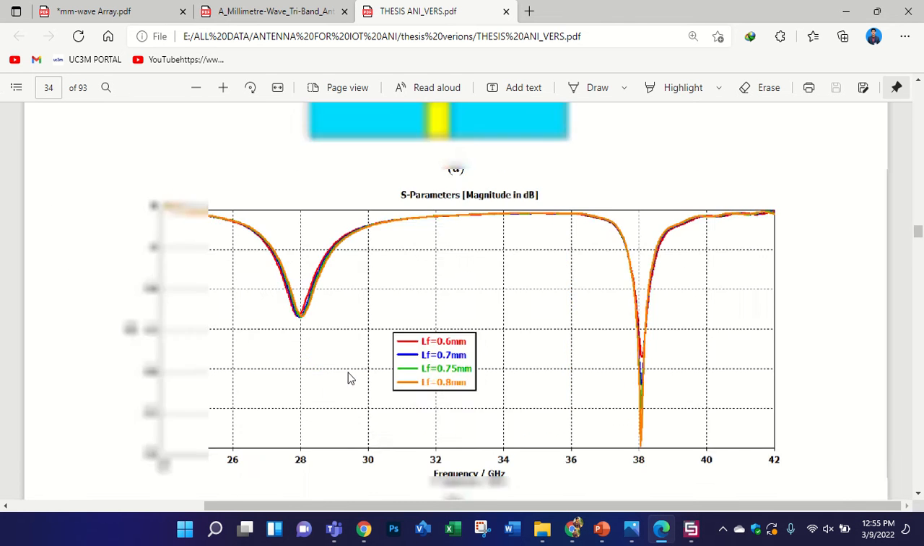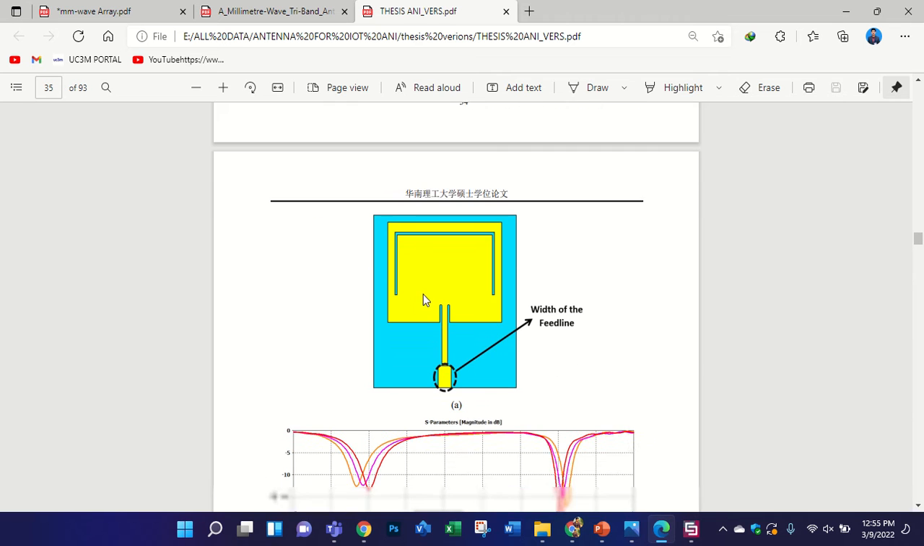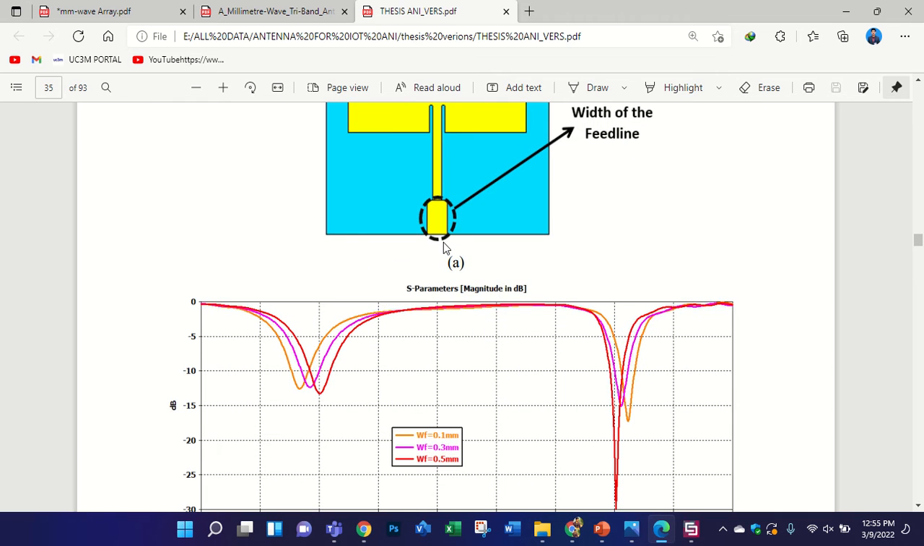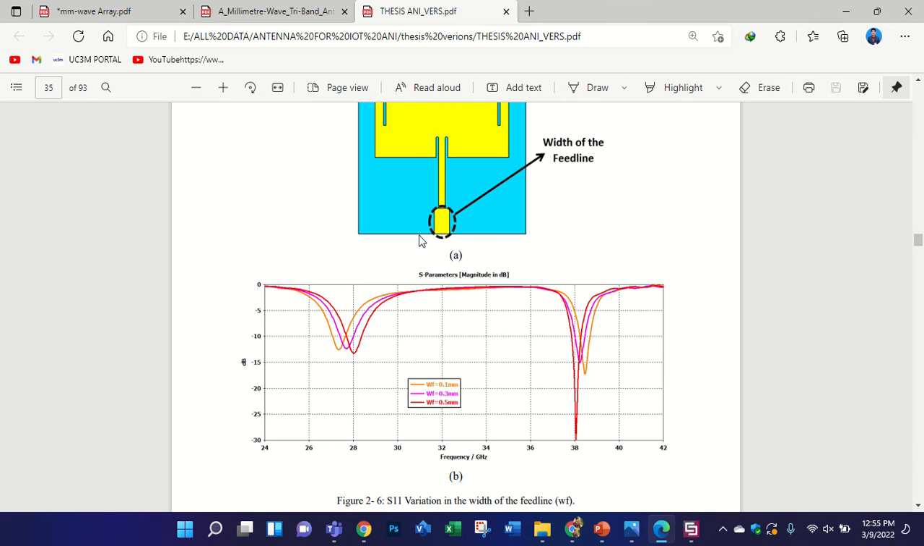0.6, 0.7, 0.75. And then the width of this feed line. Ahmed, please, sorry for interrupting.